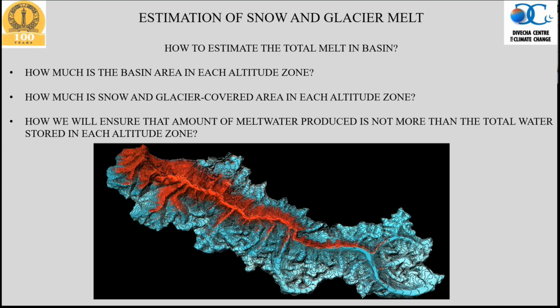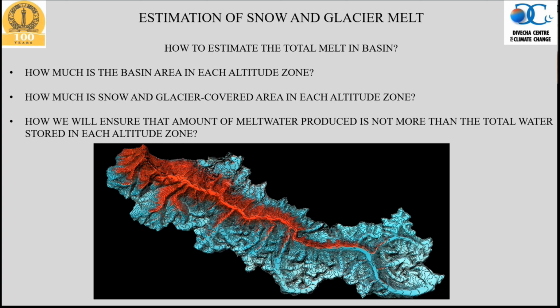So there are three fundamental questions which we need to address. The first question is, how much is the basin area in each altitude zone? Of that area, how much is snow and glacier cover in each altitude zone? And then, how much water can it produce? A lot of water, I can assure you that.